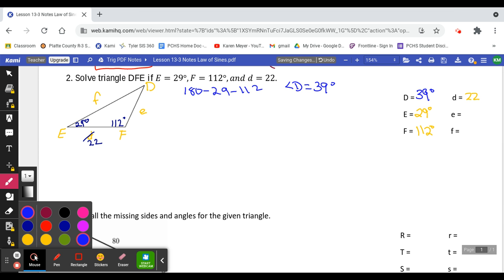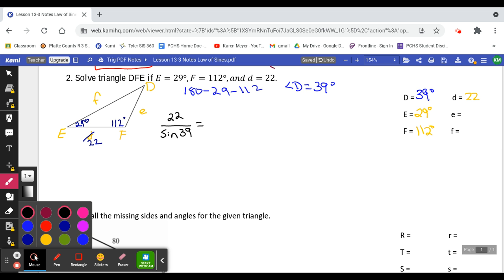So that's one of my 3 answers. Check. Now, I need to set up the law of sines to find the side values. So to find the side values, you got to start with a fraction where you know both the little letter and the big letter. Okay? And in our case, that is the d's. So I'm going to put little d, which is 22, over the sine of big D, which is 39.